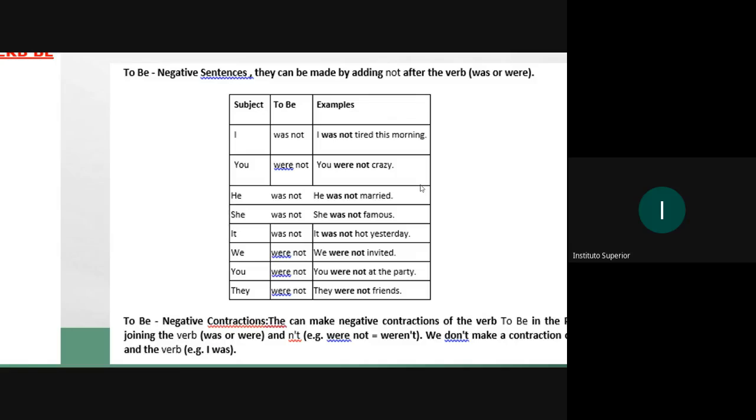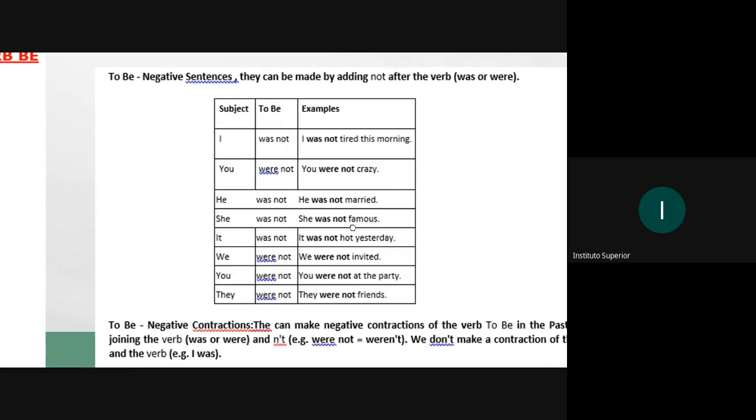Now, you weren't. You weren't at the party. Very good. They weren't. They weren't friends. Very good. All right. So we look at the negative form of the verb be in the simple past. Thank you very much for that.